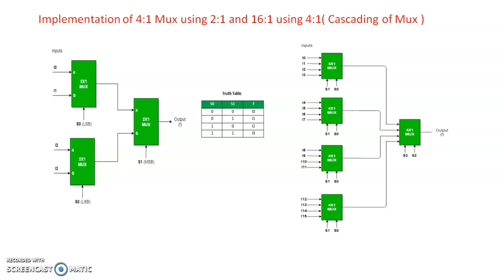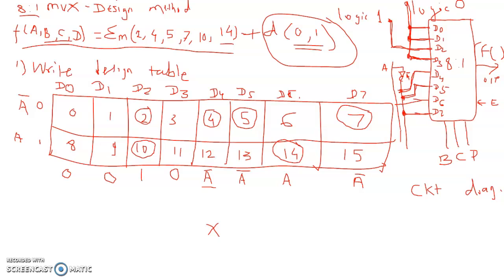So you require a total of five 4:1 multiplexers in the cascading of 16:1. Because the output of each 4:1 is given as an input to the next 4:1, and the final output will be taken from the last 4:1 multiplexer IC. So that is the example of cascading. So this is the example of the multiplexer method.